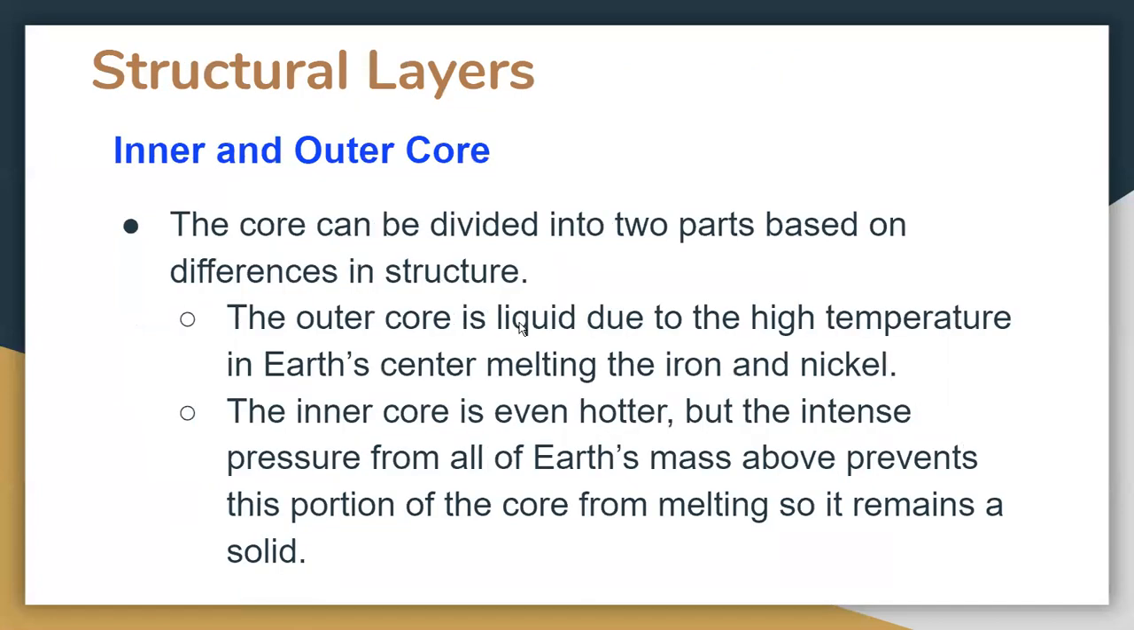And then the last two structural layers are the inner and outer core. So when we're looking at differences in structure, the core can be divided into two parts based on its differences in its physical properties. The outer core is liquid due to the high temperature in Earth's center, melting the iron and nickel. The inner core is even hotter, but the intense pressure from all of Earth's mass above it prevents this portion of the core from melting, so it remains a solid.